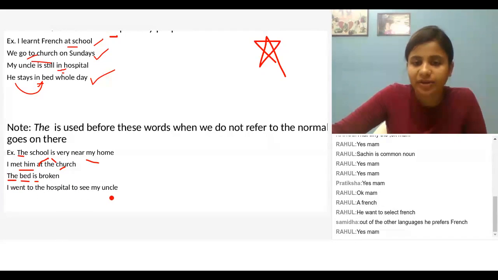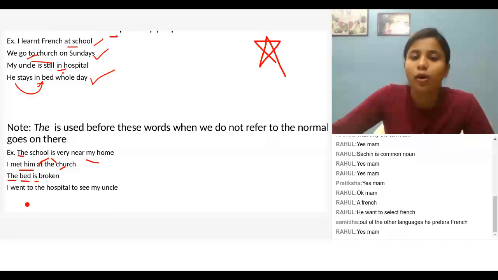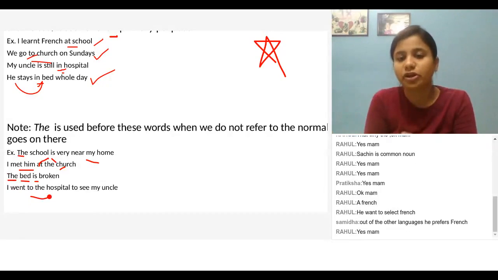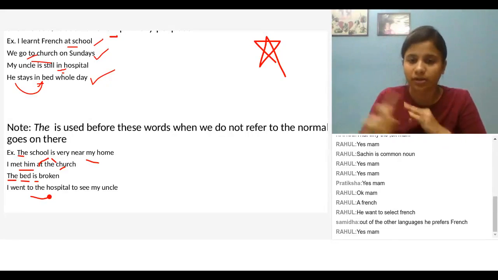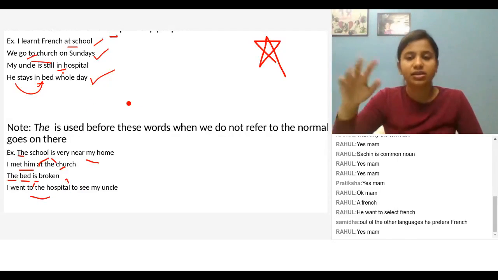I went to the hospital to see my uncle. Now I have gone to the hospital to see my uncle. But hospital is a place where you don't go to see people. It is just a place where you go for treatment, or the doctors and the nurses go to treat people. These are the only two primary purposes of a hospital. So if I went to the hospital to see someone, then you put a the before it. Okay? Is this clear?